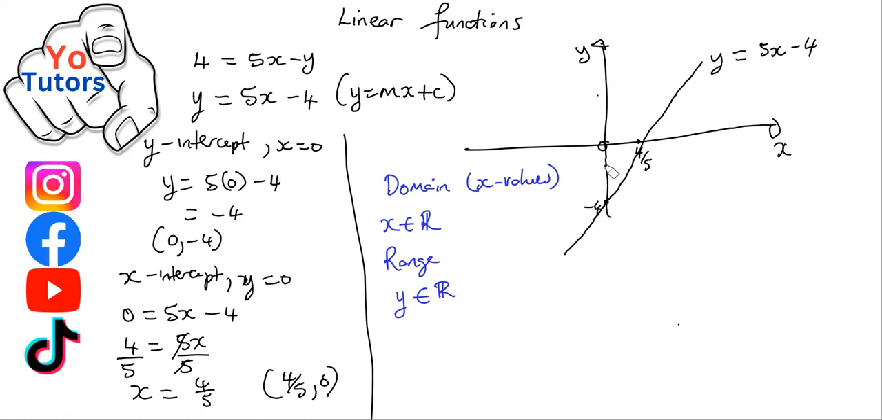Then when it comes to increasing and decreasing, our function here is increasing. Why increasing? Because our gradient is positive. When the gradient m is positive, it means that it's increasing. So it's increasing for x an element of real numbers. Or you can put it this way: x is an element of negative infinity to infinity. Then we are done like that, okay?